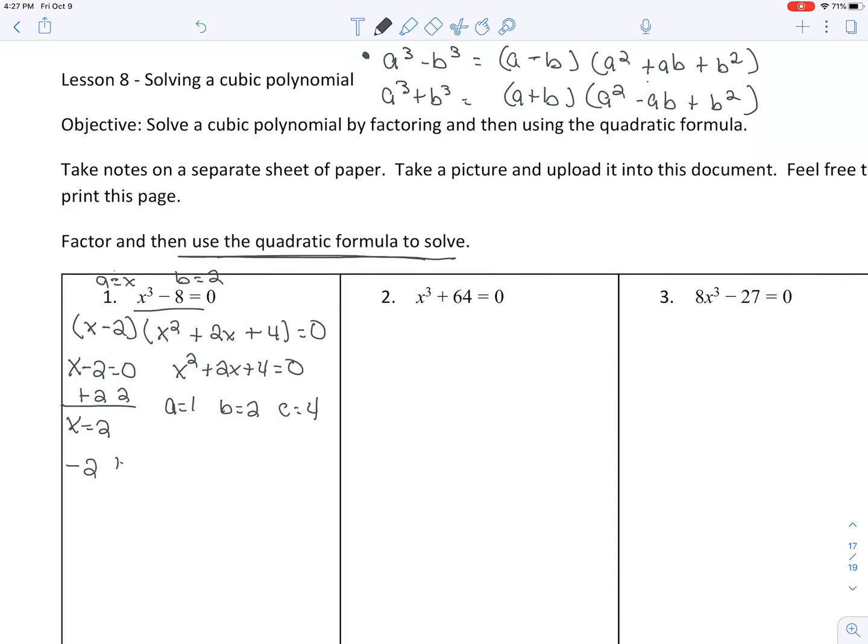So we're going to use the quadratic formula. We have negative 2 plus or minus the square root of 2 squared minus 4 times a times c. So this is negative 2 plus or minus. This is 4 minus 16. It's negative 12. All over, I keep forgetting to put all over, sorry about that. All over 2a, so all over 2.